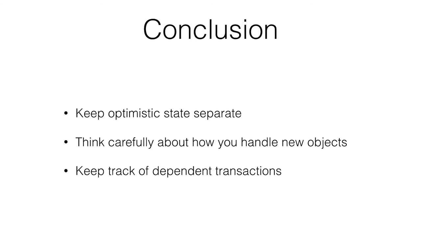Okay, so main ideas: keep your state separate. Think carefully about how you handle new objects, because it could cause you a lot of problems unless you're thinking about it from the beginning. And keep track of dependent transactions, and then you're good to go.